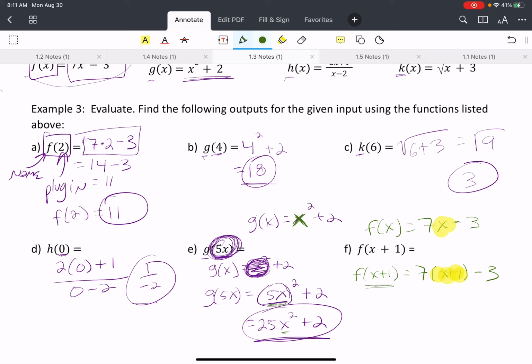So then the 7 now, this one's in front, so then I'd have to distribute it to both. So 7x plus 7 minus 3. So 7x plus 4 is my answer. Remember, if there's an x in my input, then there's an x in my answer. Questions? Okay, let's try a few more.